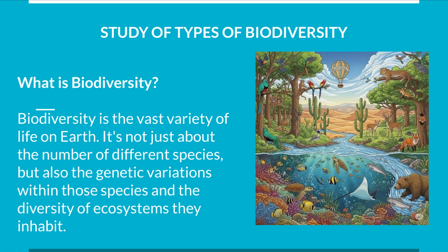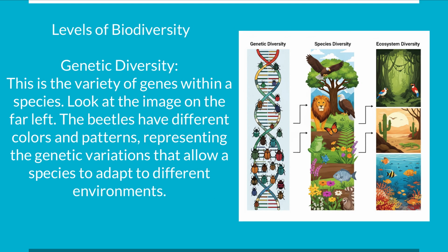There are different types of biodiversity. First one, genetic diversity. This means the variety of genes present within a single species. Even though members of the same species look similar, their genes can make them different in color, pattern, size, or behavior, etc. For example, if we look at beetles, some may be green, some may be brown, etc. These differences are due to genetic variations.